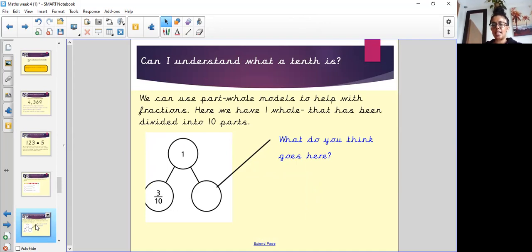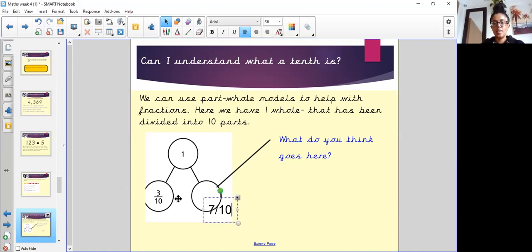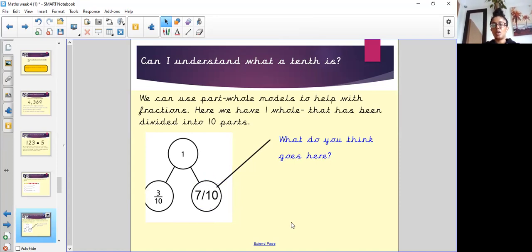Now we just need to find out what goes in the next part of the part-whole model. So if we have 3, how many more do we need to get to 10? So we know 3, 4, 5, 6, 7, 8, 9, 10. So 7. So in here we would write 7/10. So in here 7/10 is the next part of our part-whole model. So we know that 3 add 7 equals 10, which makes our whole over here.